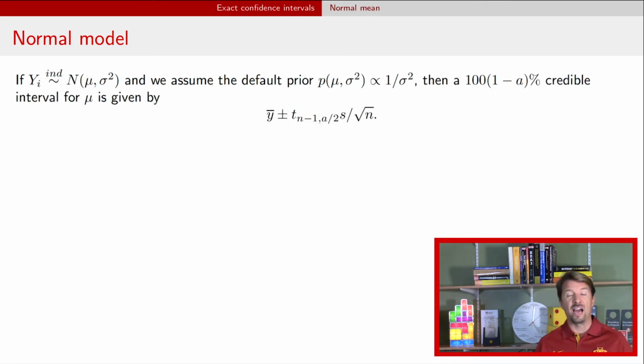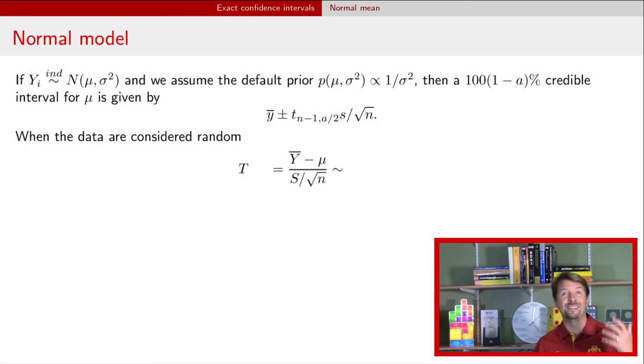So the formula is that we take the sample average, and we add and subtract the t critical value, multiplied by the sample standard deviation divided by the square root of the sample size. When we do that, we have an appropriate credible interval. That credible interval will depend on the exact t critical value that we use, which will depend on a, the amount of error that we're allowing ourselves. For example, if we want a 95% credible interval, then a is 0.05.